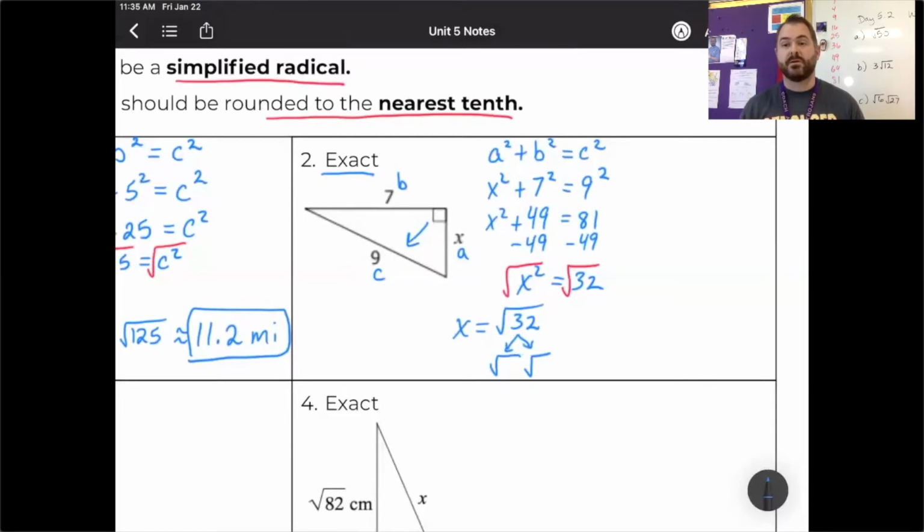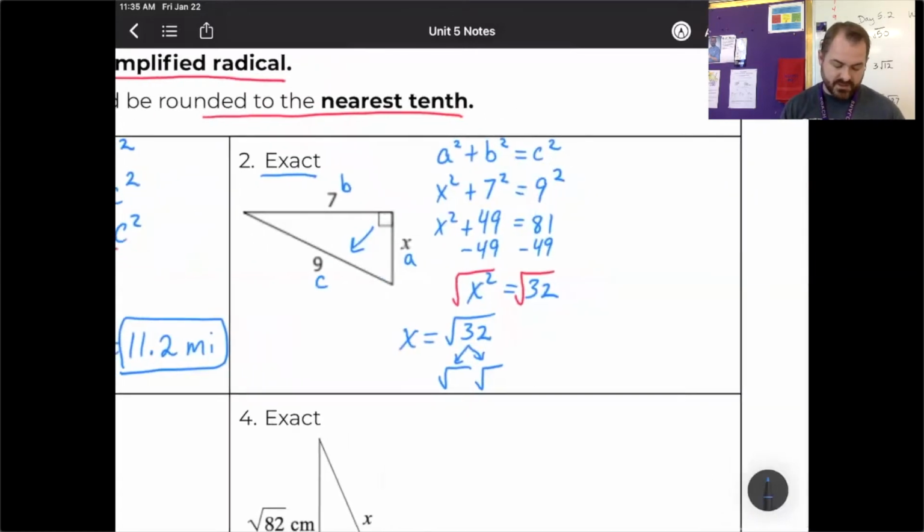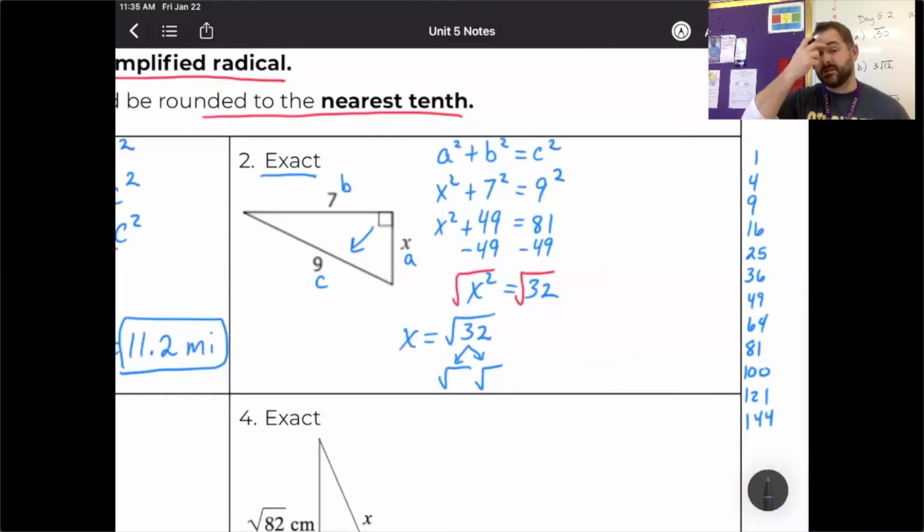And what we want to do is we want to find the biggest perfect square that we can divide 32 by. So really quickly, I'm going to remind you that our perfect square numbers are 1, 4, 9, 16, 25, 36, 49, 49 was 7 squared, 8 squared, 64, 81 is 9 squared, 100, 121, 144, and we could keep going down the list, but that's a good enough list to get us started.